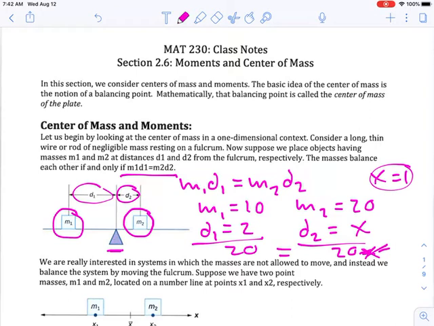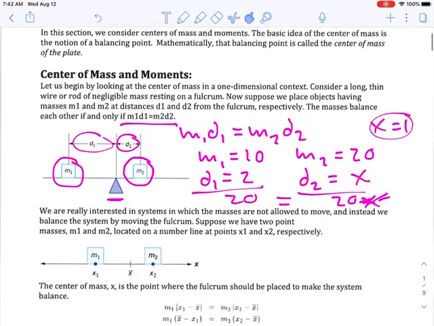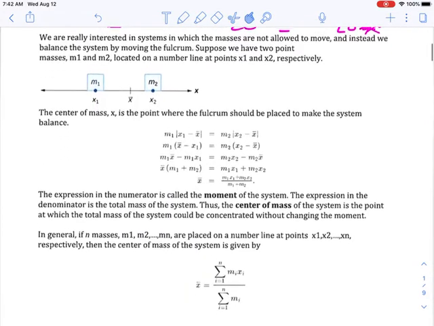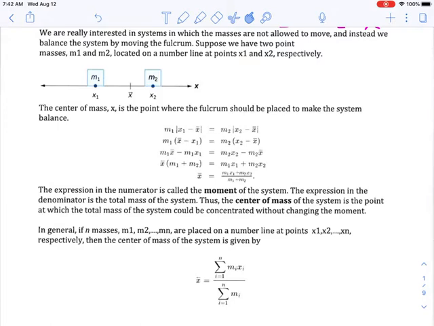All right, now, in most cases, what we want to do is keep the masses fixed, as it says, the masses are not allowed to move, and instead we balance the system by moving the fulcrum. So in this particular case, x bar is our fulcrum, and we want to move the fulcrum so that the system is actually going to balance.